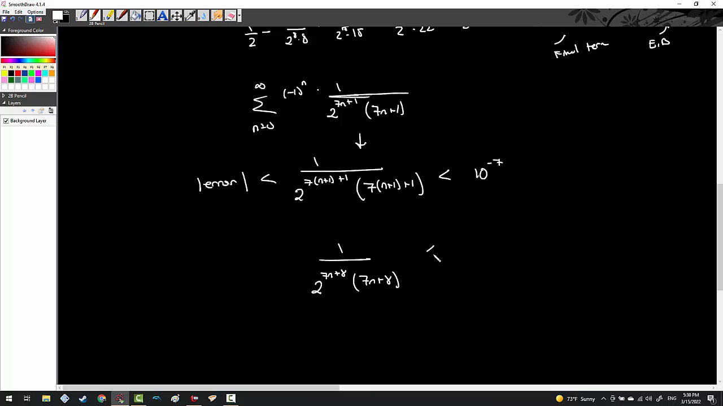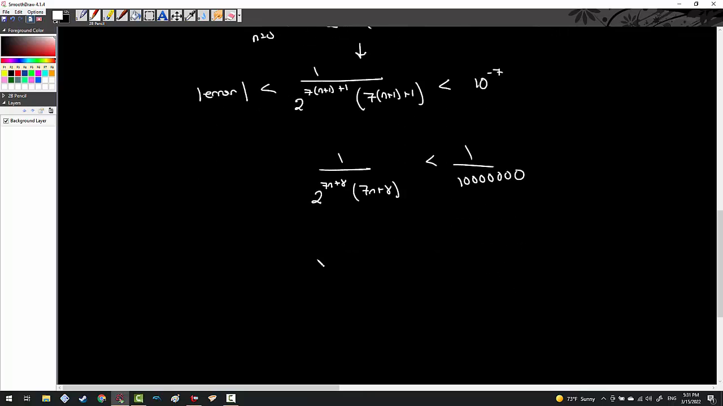And that's got to be less than 1 over 1 with 7 zeros. So 1, 2, 3, 4, 5, 6, 7. I'm going to flip both of them. And I'm going to say 2 to the 7n plus 8 times 7n plus 8 has now got to be greater than 1 with 7 zeros. I believe that is 10 million. So at this point, we've been down this road before. It's a guessing game. When you put it in the calculator, you'll get eventually n equals 2.